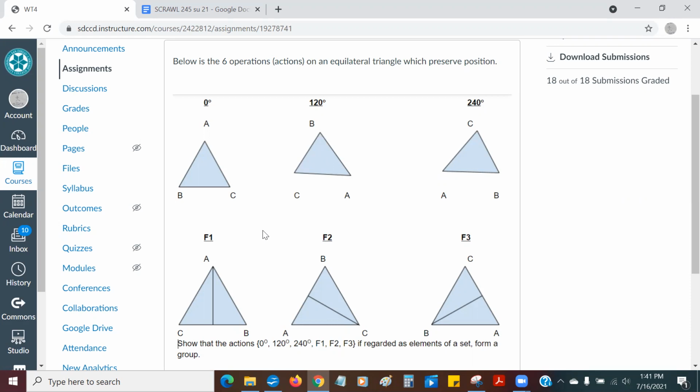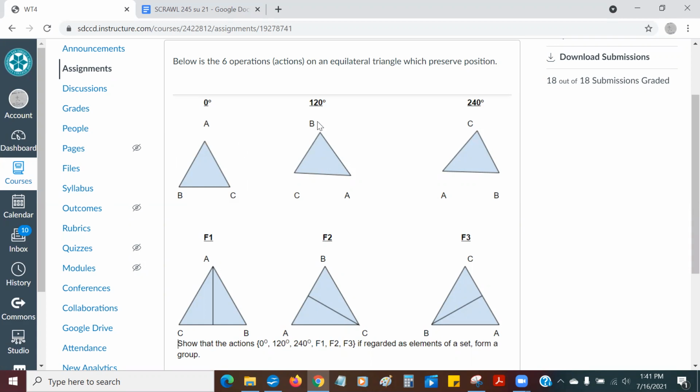Anyway, that being said, there are 6 things you could do to a triangle and still preserve position, meaning that you do these operations and the triangle will be back in the same position it was in. It'll occupy the same space. So I could do 0 degrees, which means I'm just leaving it alone. I can rotate it 120 degrees, and if I do that, this vertex B is going to be up on top, the A is going to go down there, and the C is going to move over to the left.